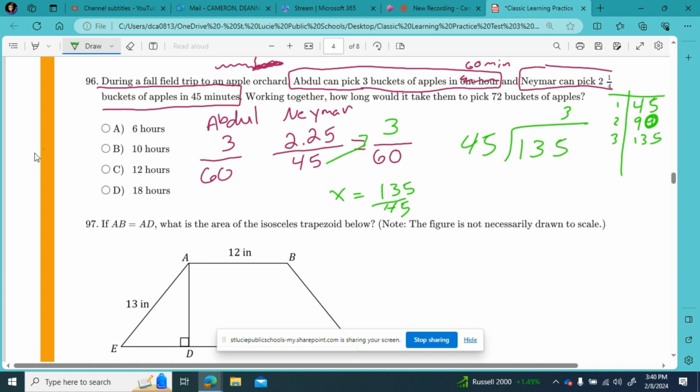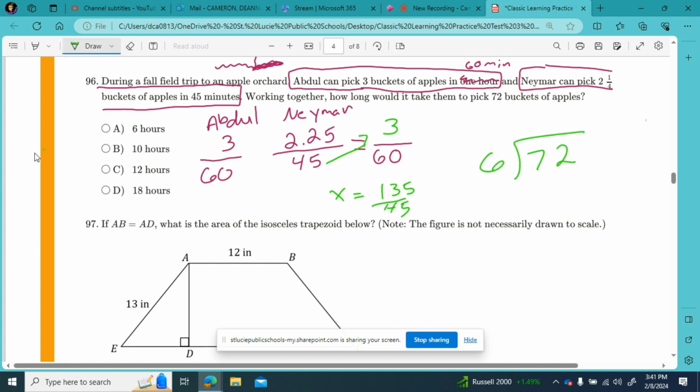How long working together would it take them to pick 72 buckets of apples? The 2 of them working together, they get 3 plus 3, 6 per hour. So to finish this question up, we just have 72 buckets divided by their combined effort of 6 buckets per hour, which will give us 12 hours of work.